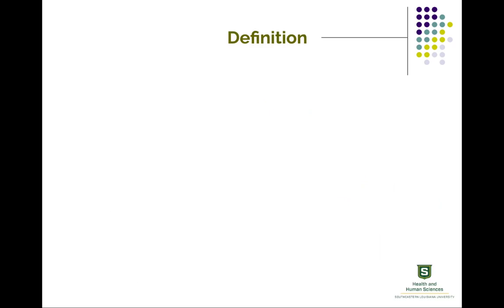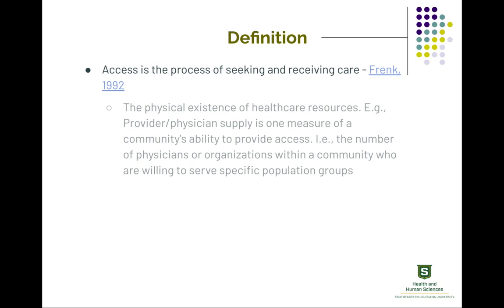So, beginning with access, we have a definition that says access is the process of seeking and receiving care. This might seem like a very simplified definition, but I'm going to elaborate on it a little bit. When we're thinking about access, on one end, we're looking at the physical existence of health resources. For example, if you were looking at the availability of physicians in an area, say Hammond, what is the number of physicians that are operational in Hammond?